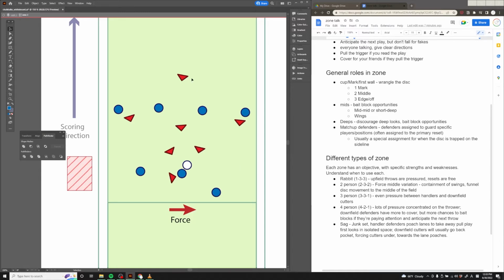Again, our job is to compress the field, compress the options into a smaller space. That way we have more chances to get a hand on the disc for a block.